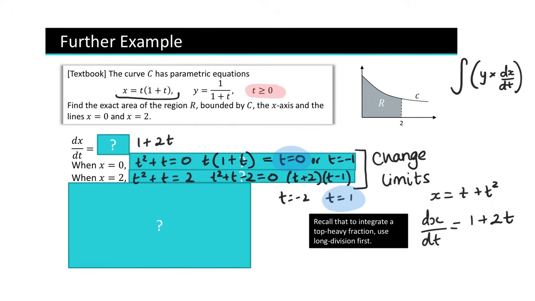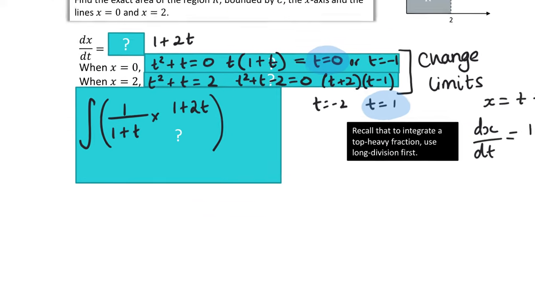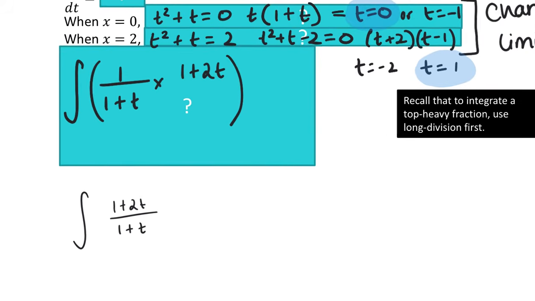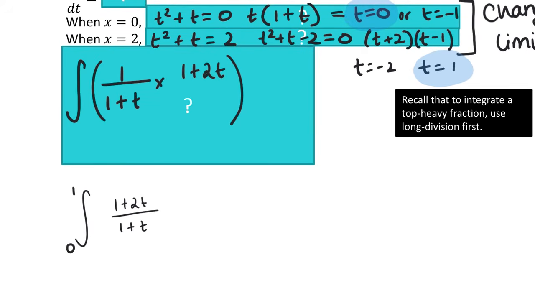Okay, so now we have our limits. Now for our integration. We need to integrate y, which is 1 over 1 plus t. We're going to multiply this by our differential, which is 1 plus 2t, and then we're going to differentiate this. So we're going to have the integral of 1 plus 2t over 1 plus t between the limits of 1 and 0.